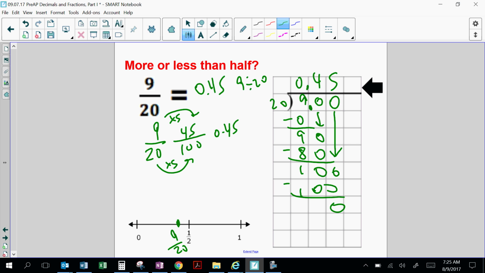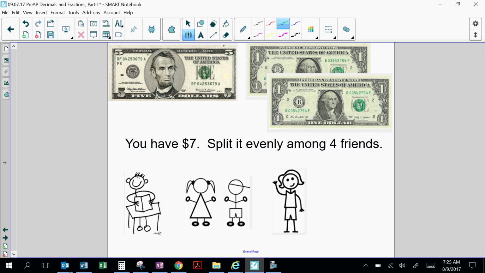Our last question is this one. You have $7. I want to split it evenly among 4 friends. Will students get more than $1 or less than $1? I say more than $1. So $7 divided evenly among 4 friends. It goes in 1 time. 7 minus 4 is 3. I bring down the 0.